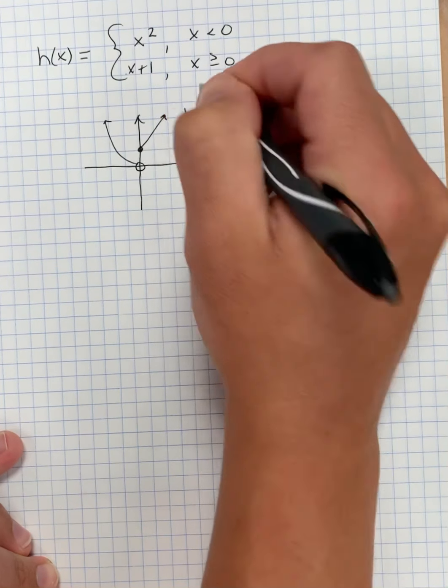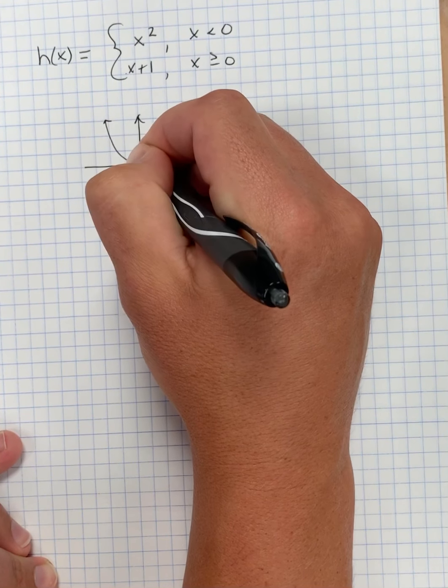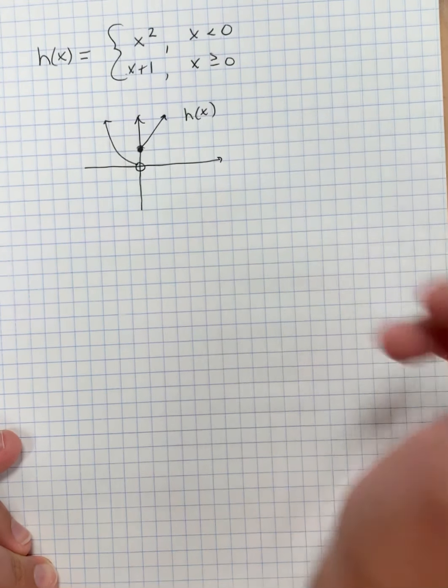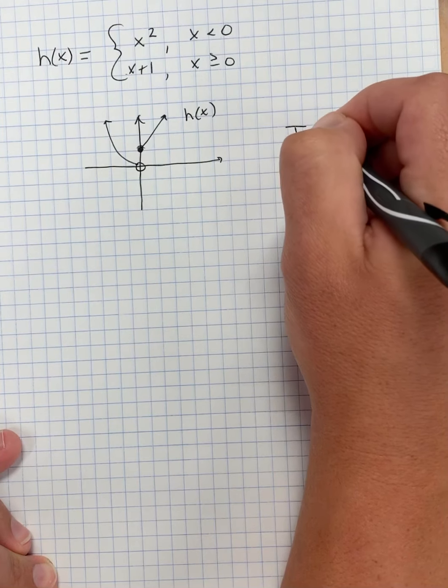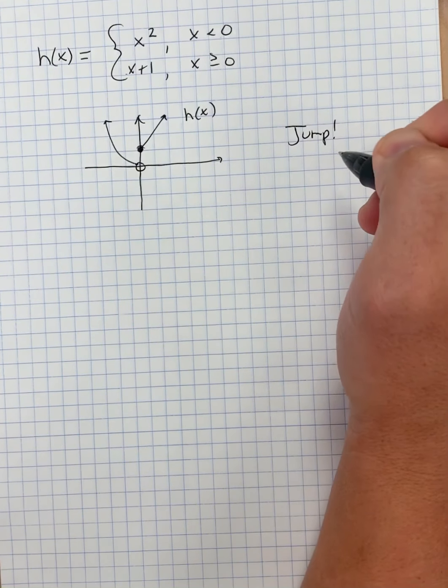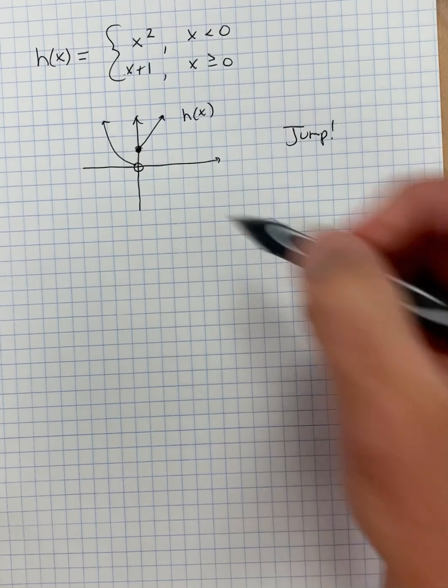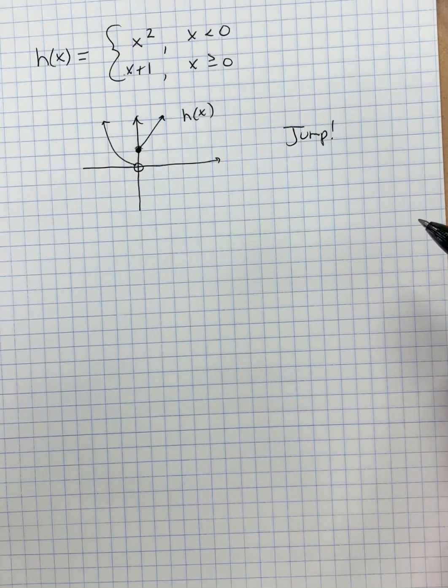This graph of h of x, the limit from the left would be 0. The limit from the right would be 1. The limit from the left doesn't equal the limit from the right. So this, once again, has a jump discontinuity. It's a non-removable jump discontinuity at x equals 0, where this function is not continuous.